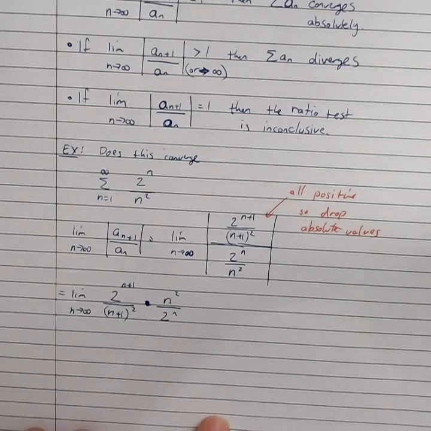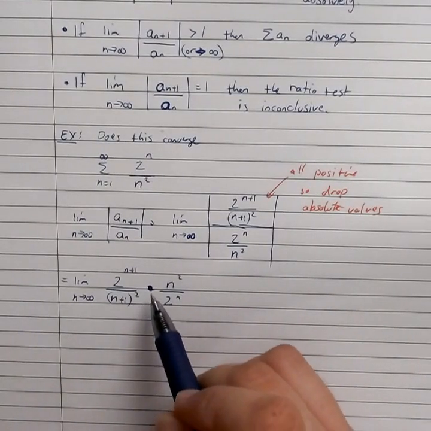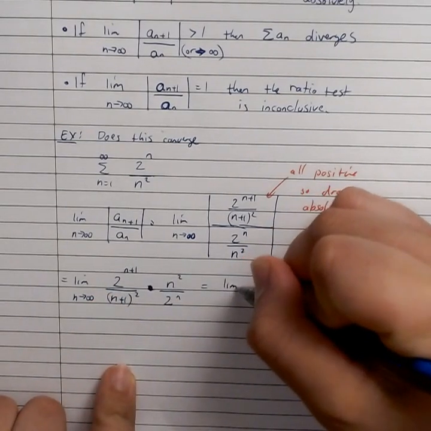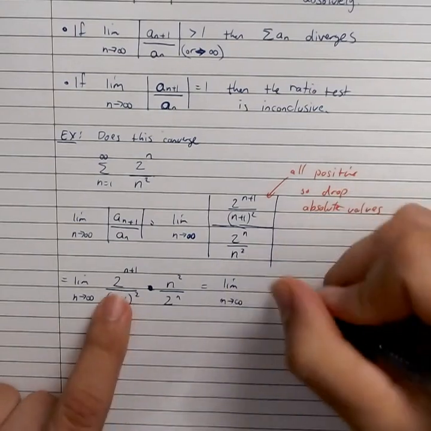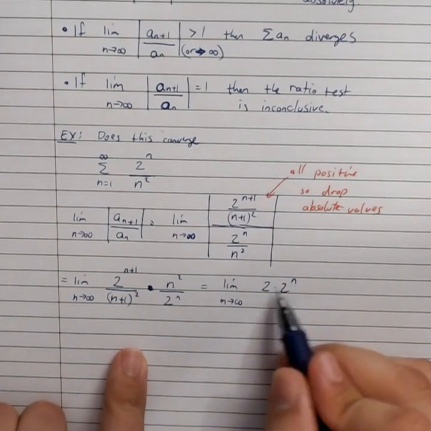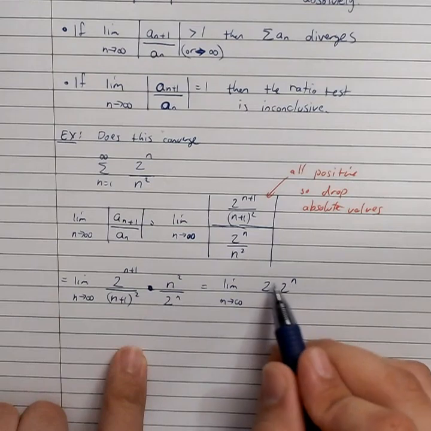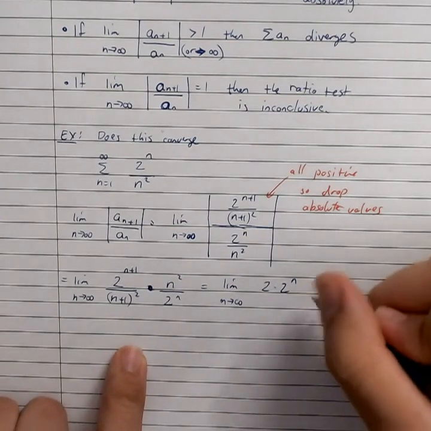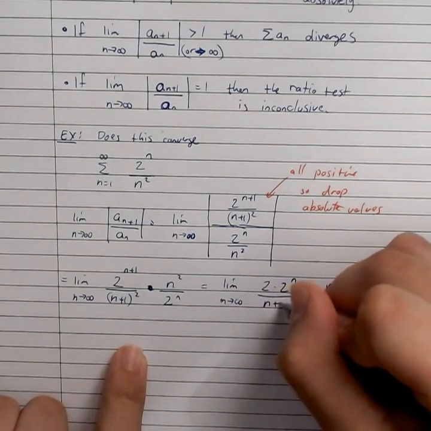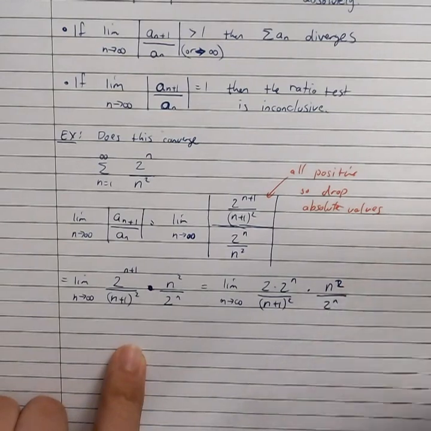Okay. So now I can go ahead and take this and I can simplify. Notice 2 to the power n plus 1 can be written, in the limit as n approaches infinity, as 2 times 2 to the power n. After all, if I have power n and power 1 with the same base, I can multiply these together and add the n with the 1. Times n squared over n plus 1 squared, and here over 2 to the n.